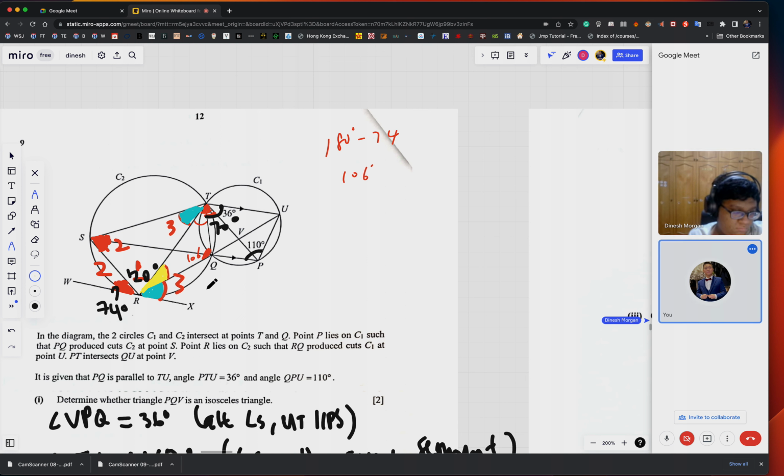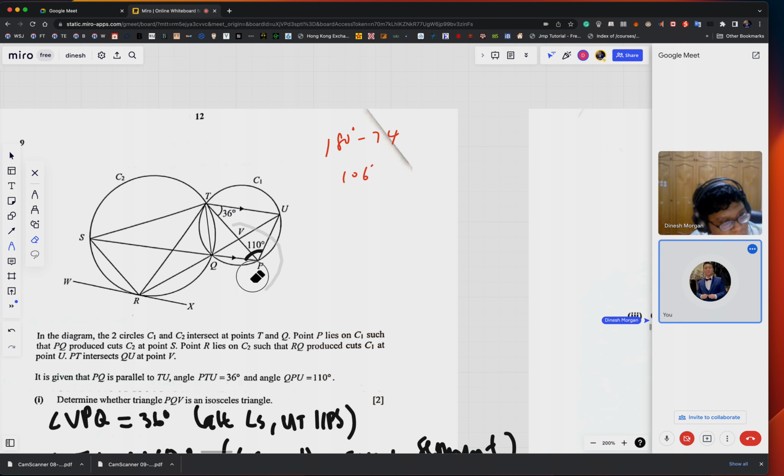Is there a way to get the yellow one? How? Okay, so what do you have? Okay, let me erase everything here. Can you label the angles that you have? Otherwise, it's very hard to do.